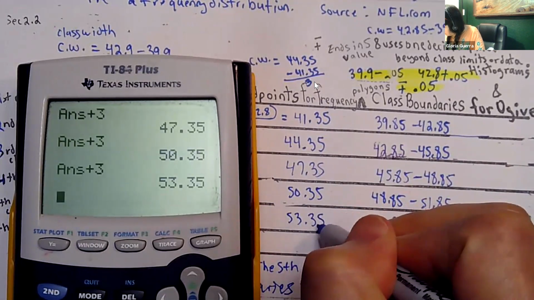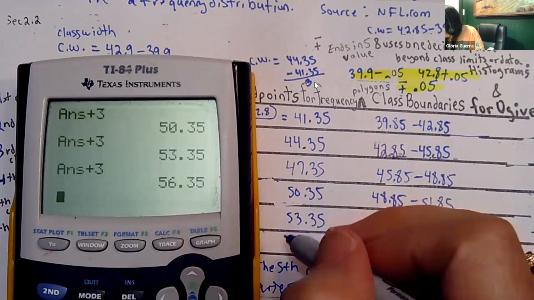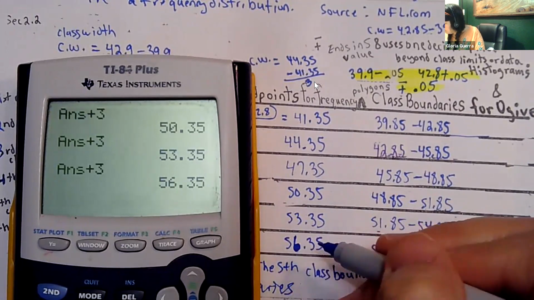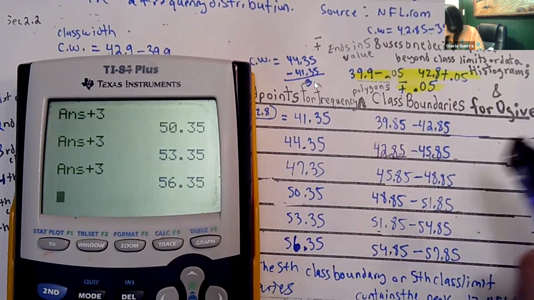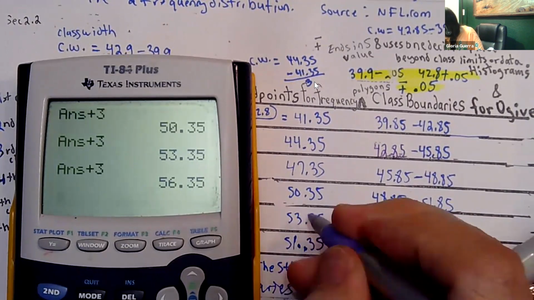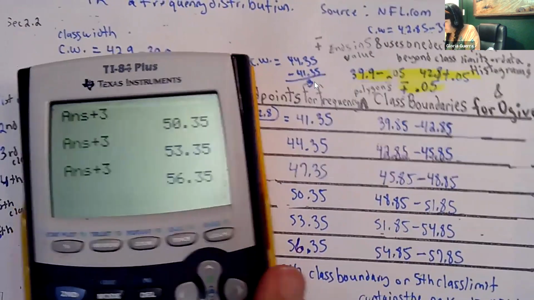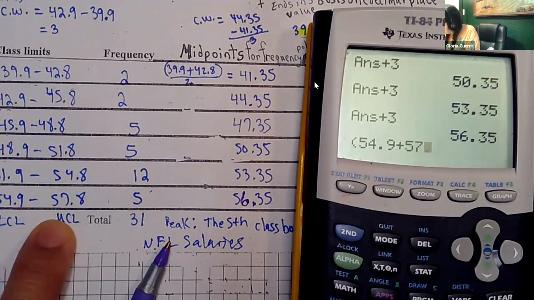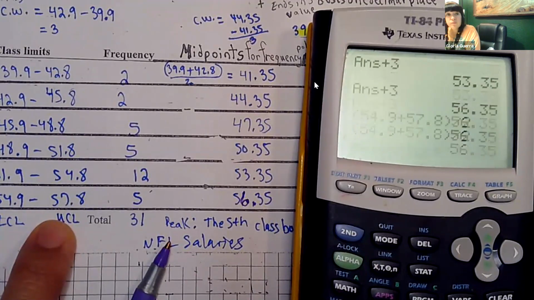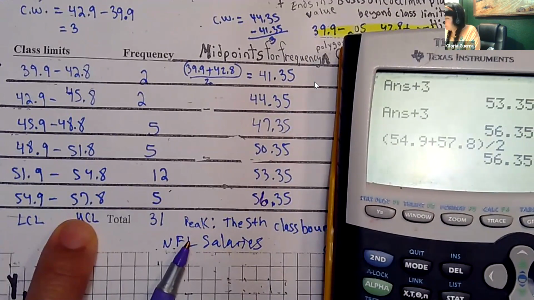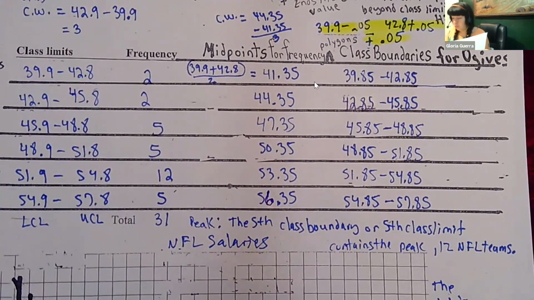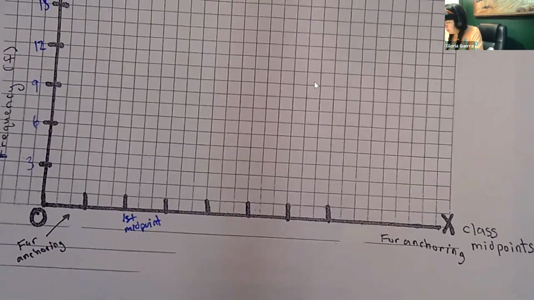It will vary from problem to problem, depending on your class width from your class limits. But this one is plus 3 each time. So you see that's a little bit faster. 56 here. And then if you just wanted to double check the last one, you could: (54.9 plus 57.8) divided by 2. See how you do get that?